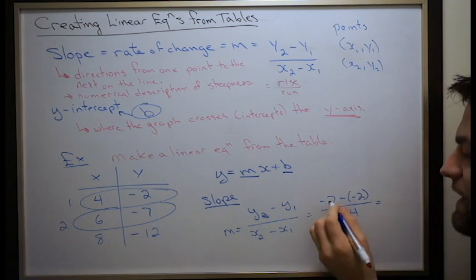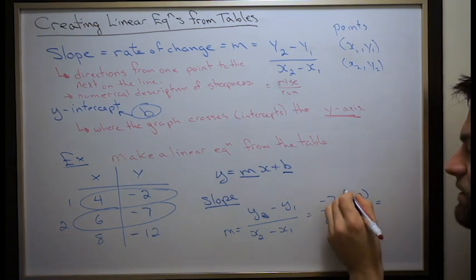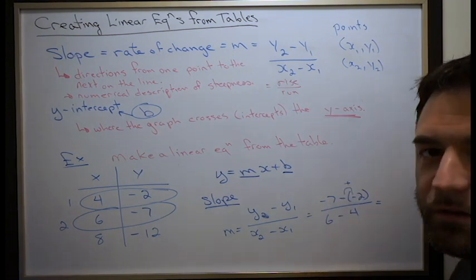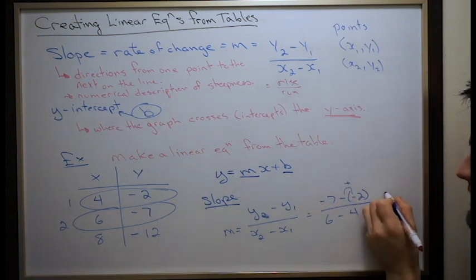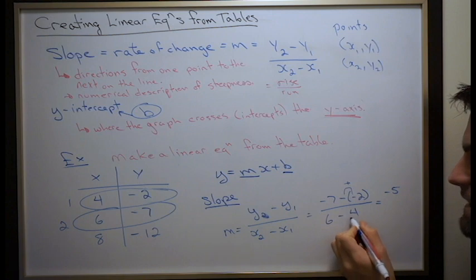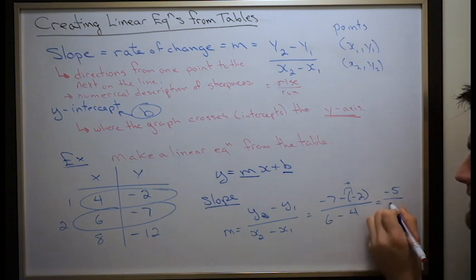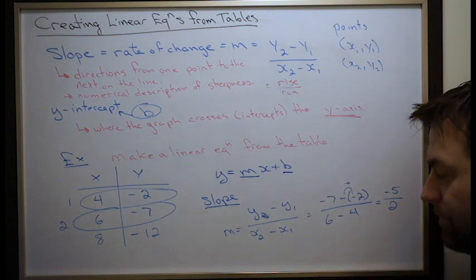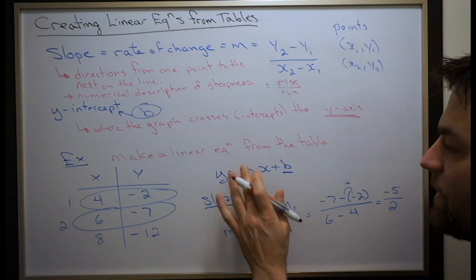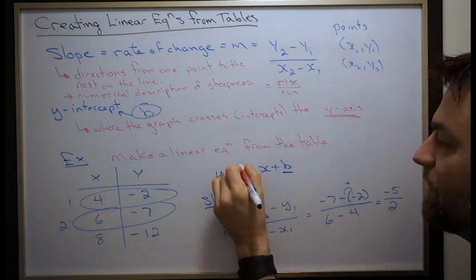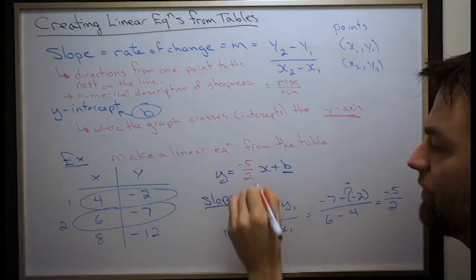And we can calculate that. -7 minus -2 is like a plus. 2 negatives side by side like that make a plus. So -7 plus 2 is going to be -5. And 6 minus 4 is going to be 2. So our slope in this case is -5 over 2. So thus far we can replace this m with -5 over 2.